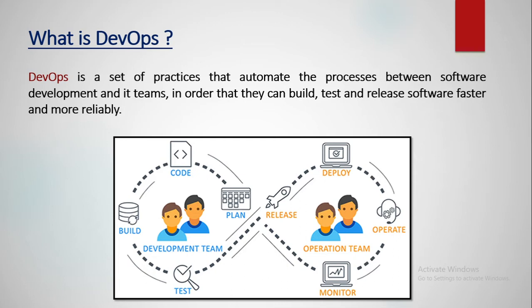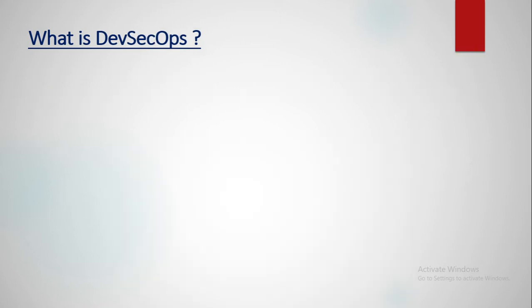DevOps is the practice of development and operation engineers participating together in the entire service life cycle, from design through the development process to production support. It can also be referred to as a combination of cultural philosophy, practices and tools. Here I briefly explain what DevOps actually is.